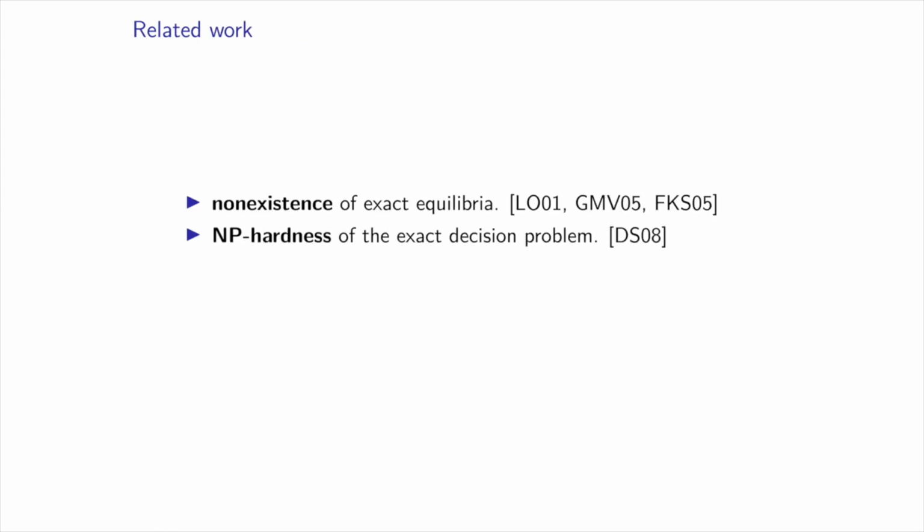Here are some known results regarding the existence of equilibria in congestion games. First, it was proven, as already mentioned, that exact equilibria need not exist. Counterexamples have been found by Lehmann and Orda, Gomez et al., and Fotakis et al. Moreover, Dunkel and Schulz actually proved NP hardness of the exact decision problem. That is to say, given a congestion game, it is NP hard to decide whether it has an exact equilibrium.